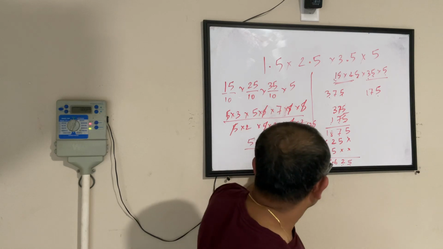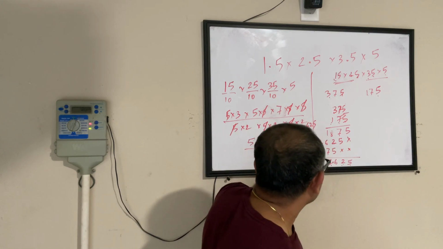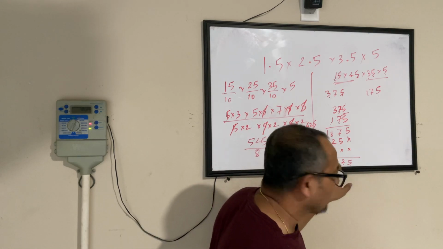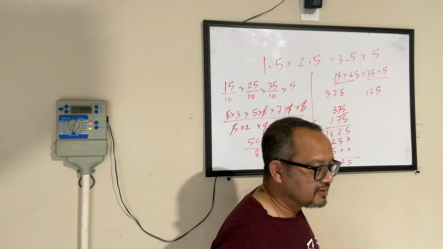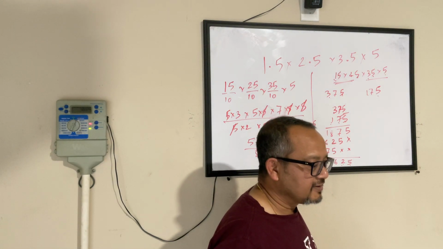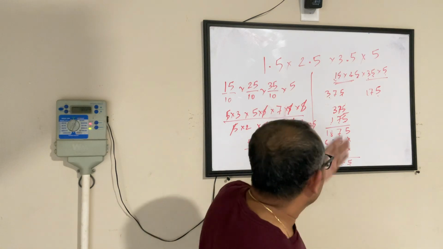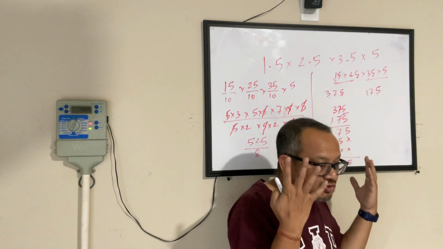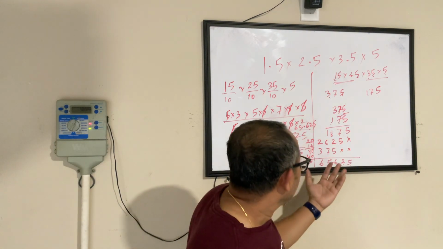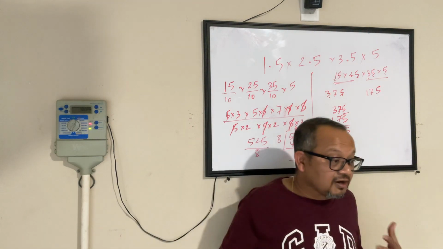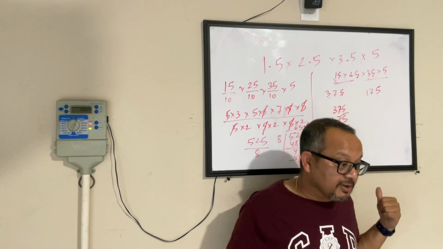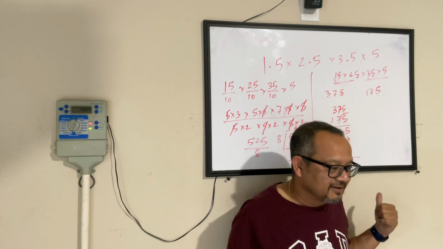See, by doing both the methods, here I also got 65.625. Here also got 65.625. And since I have 2 options, 2 approaches to solve it, now I can say with confidence that my answer is right. Nobody can deny this. Right?